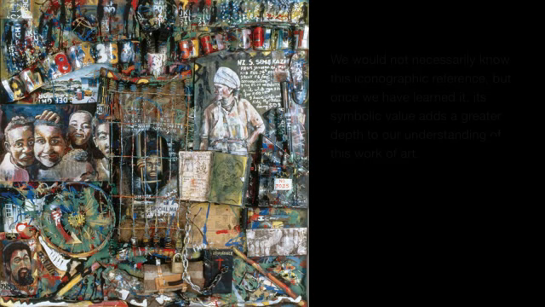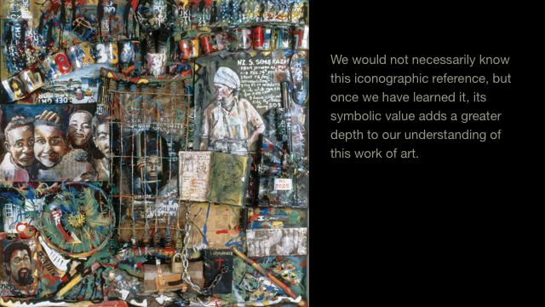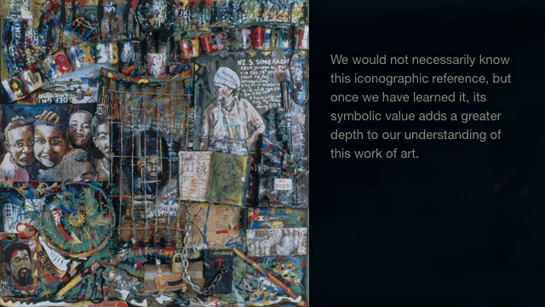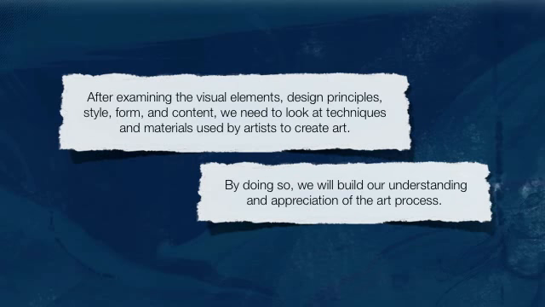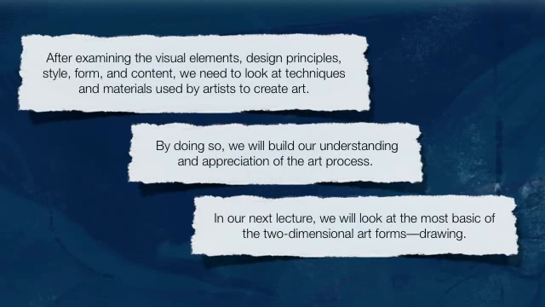We would not necessarily know this iconographic reference, but once we have learned it, its symbolic value adds a greater depth to our understanding of this work of art. After examining the visual elements, design principles, style, form, and content, we need to look at techniques and materials used by artists to create art. By doing so, we will build our understanding and appreciation of the art process. In our next lecture, we will look at the most basic of the 2-dimensional art forms, drawing.